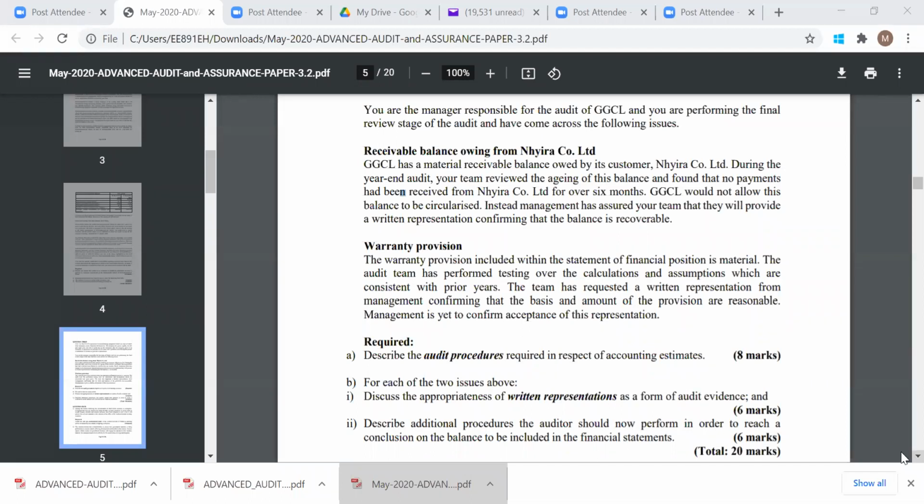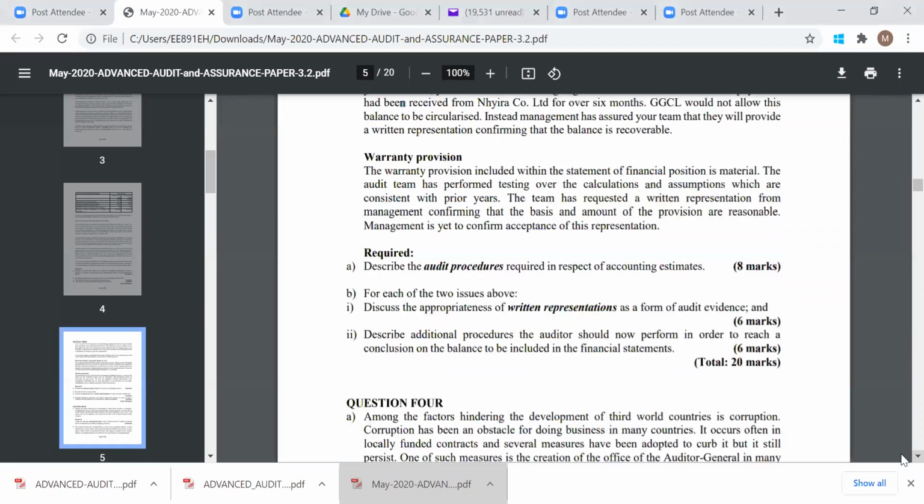Then let's move on to the next one. Describe the additional procedures the auditor should now perform in order to reach a conclusion on the balance to be included in the financial statement. Describe the additional procedures.